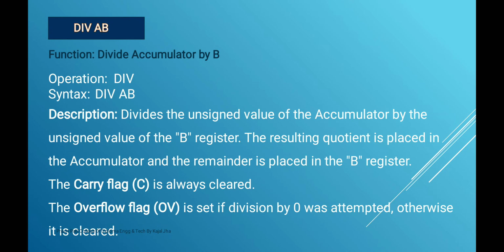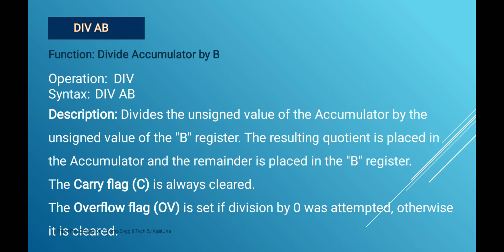After that, the DIV operation. Function: divide the accumulator by B. DIV is the mnemonic for division. The syntax is DIV AB. You have to copy the two values into register A and register B first, and after that perform the division using the instruction DIV AB. Here there is no space between A and B; you write AB continuously.